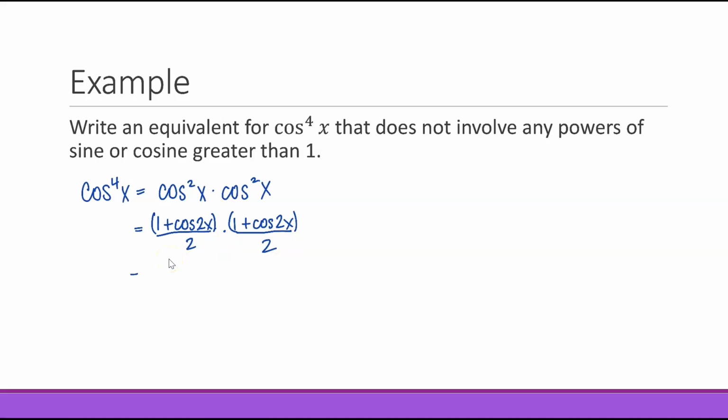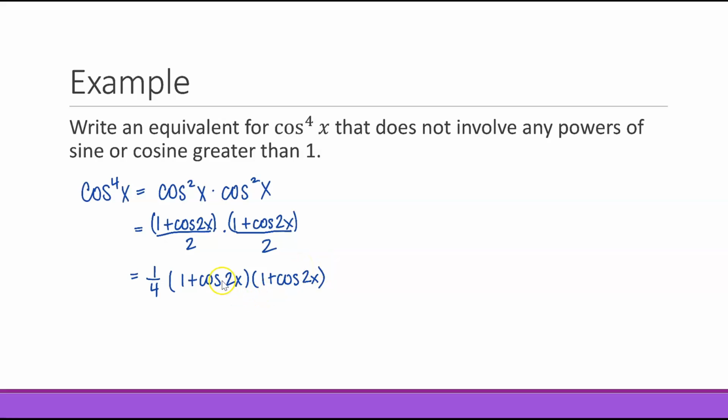So what I'm going to do is pull a 1/4 to the front, and just think about this for a second as 1 plus cosine 2x times 1 plus cosine 2x. And what you might be thinking is, we're done. I don't see any powers of sine or cosine greater than 1. This is cosine to the first, this is cosine to the first.